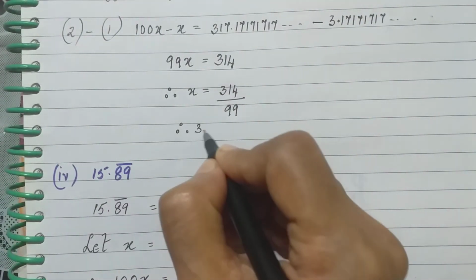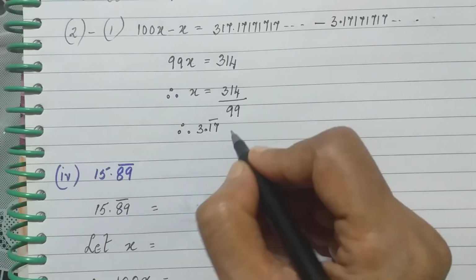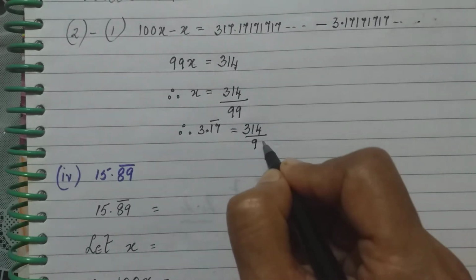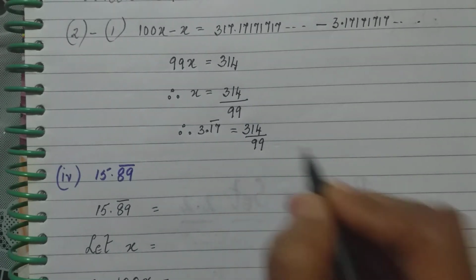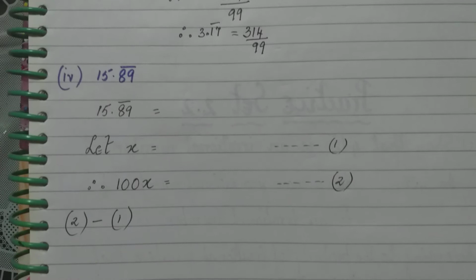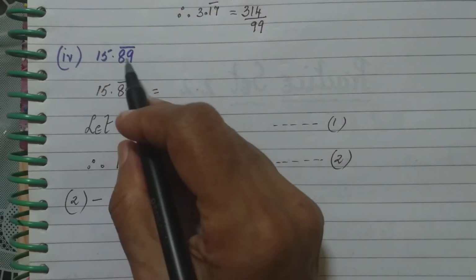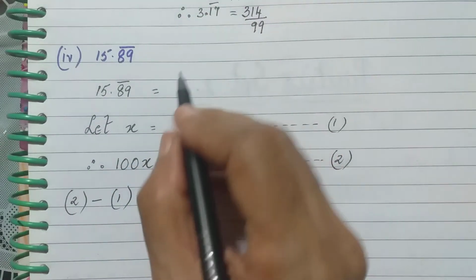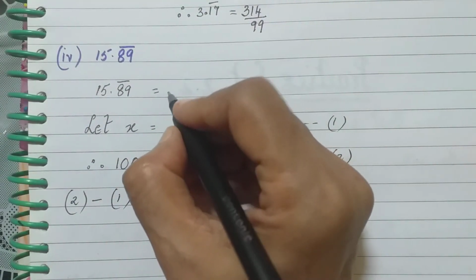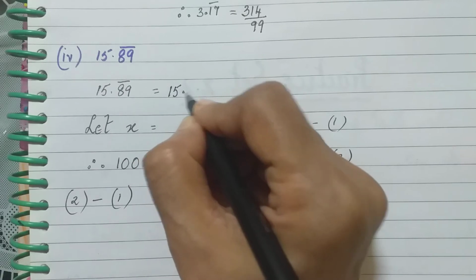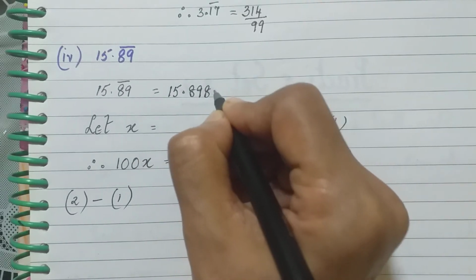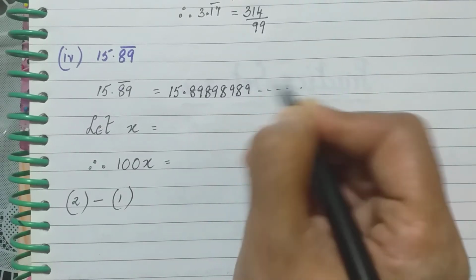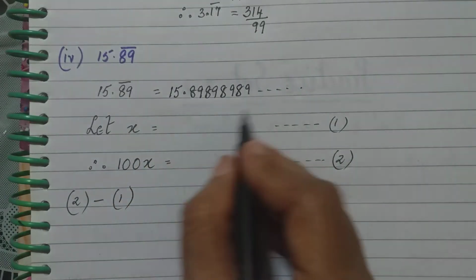Therefore 3.17 recurring is equal to 314 upon 99. Now see the fourth sub question, 15.89 recurring. Again 15.89 recurring, we can write it same as the previous question. That is 15.89898989 and so on. Therefore we take x as this itself.